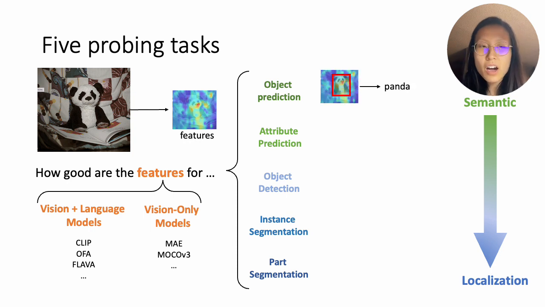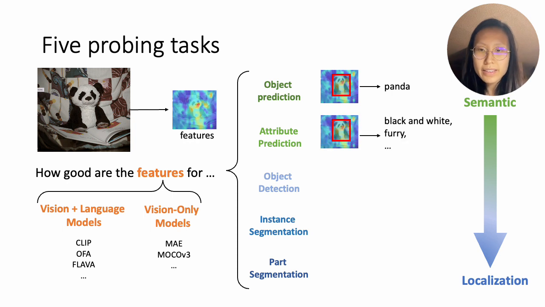The first task, object prediction, requires a model to predict the name of the object in the given bounding box, a panda in this case. The second task, attribute prediction, is similar to object prediction. The difference is that now it requires a model to predict the attributes for the objects in the bounding box. In this case, a panda is black and white, is furry, and so on.